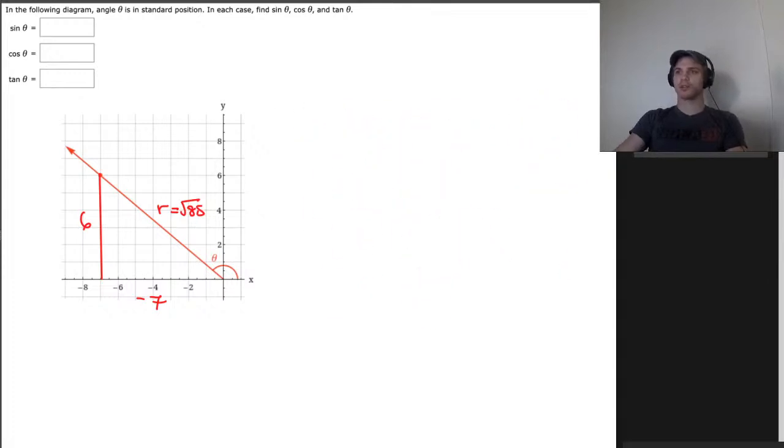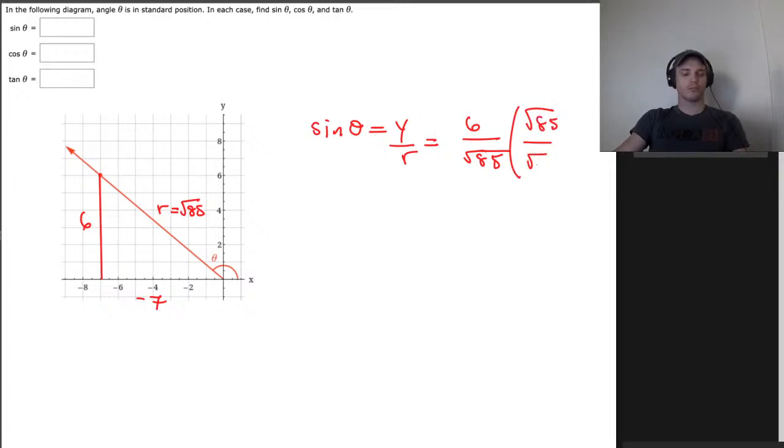What are we going to do here? So the sine theta equals y over r, and our y value for this point is 6, and our r is √85. Before we enter this, we want to rationalize it. So I'm going to multiply by √85 over √85, and we get 6 √85 over 85.